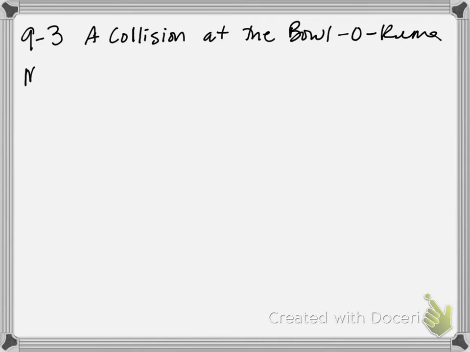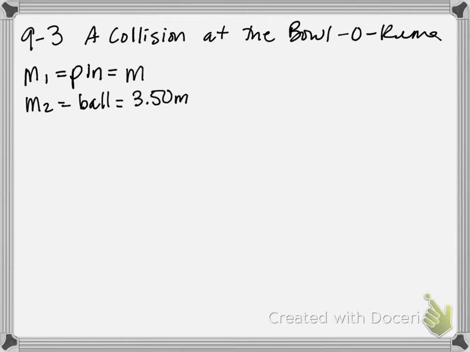So I'm going to call object 1 the pin, and I'm going to give that a mass of m. And mass 2 I'm going to call the ball, and its mass is 3.5 times the mass of the pin. Now you could have called mass 1 the ball and mass 2 the pin, and it was 1 over 3.5, but I try to keep the factors positive if possible. Doesn't make a difference. Okay, the initial velocity of the pin is 0. It's at rest. The initial velocity of the ball, we're just going to call V2i for now.